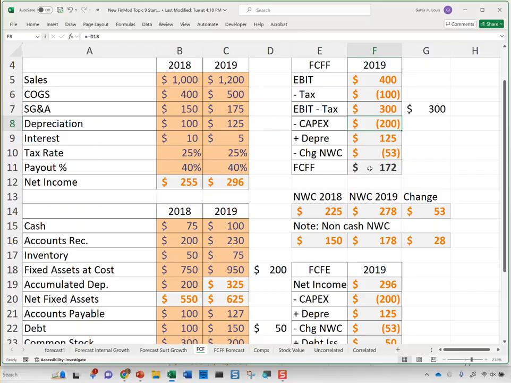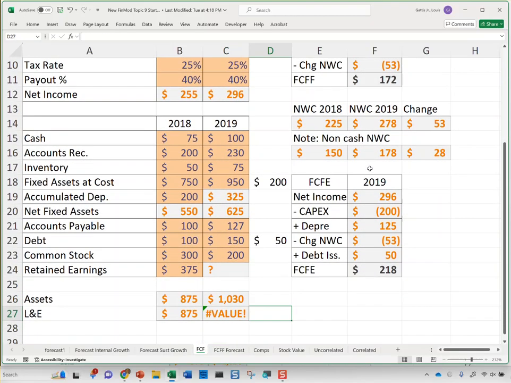So if this business is needing to buy more and more CapEx and more, say, inventory and receivables, it's hurting its ability to generate cash. So it's a less attractive business than we initially thought if we're just looking at profits.